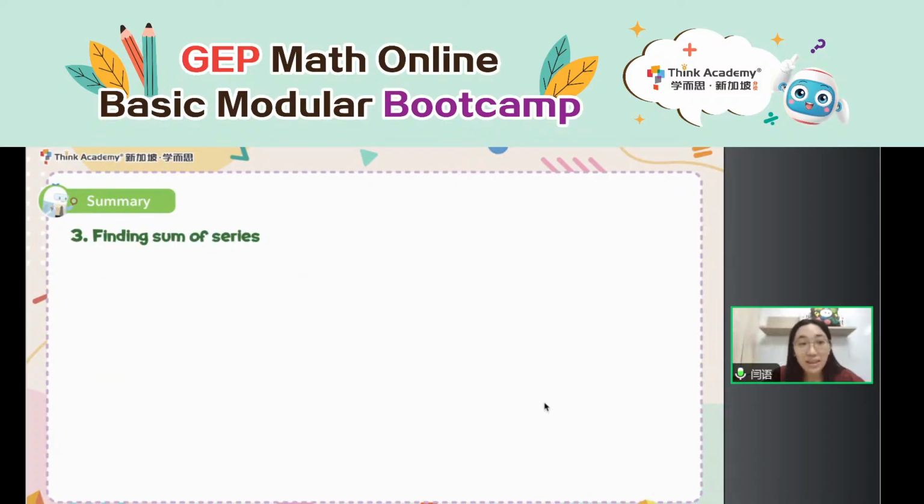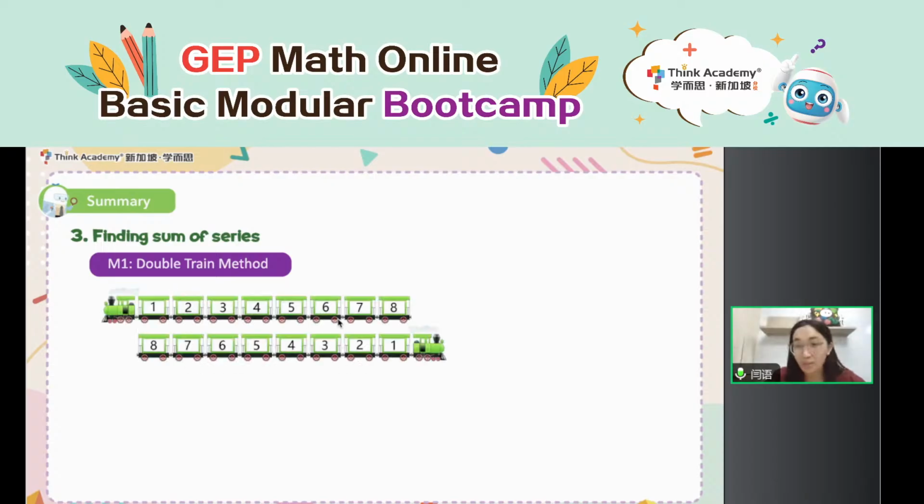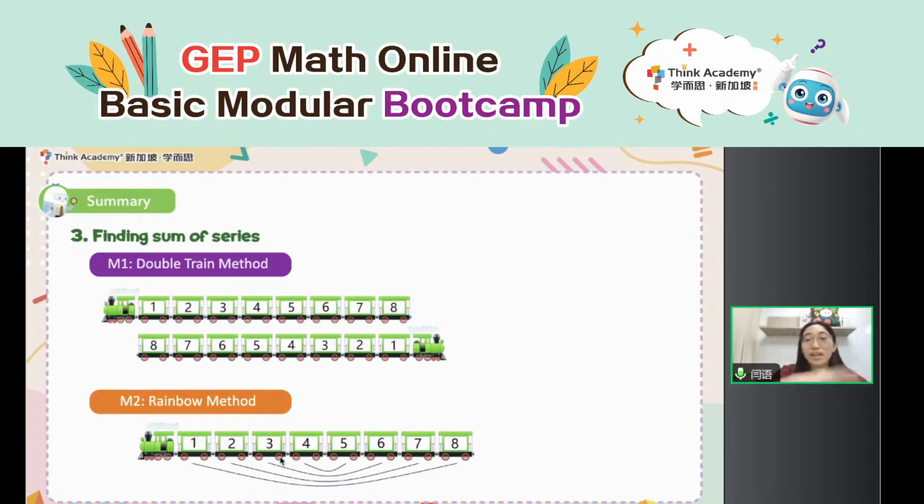So following this, for the sum of the series, I introduced two methods for you. The first one is the double train method. We put a small number and the biggest number in one column. Then you can just check how many columns there are. And do remember to divide by 2 in the end, okay? Then the second one is called the rainbow method, or we just call it the pair up method. Here you see two numbers can make one pair, two numbers can make one pair. And if there is any number left in the middle, you just add it separately, okay?